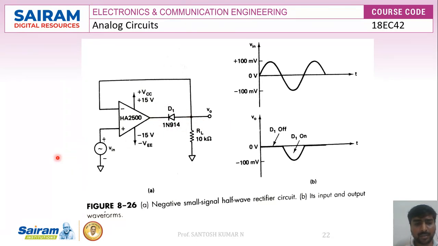If we reverse this diode, during the positive half cycle, what happens? Here we get a positive going signal. This positive going signal is applied to the cathode of the diode, which reverse biases diode D1, and it acts as an open switch. When it acts as an open switch, there is no closed path and the output will be 0.